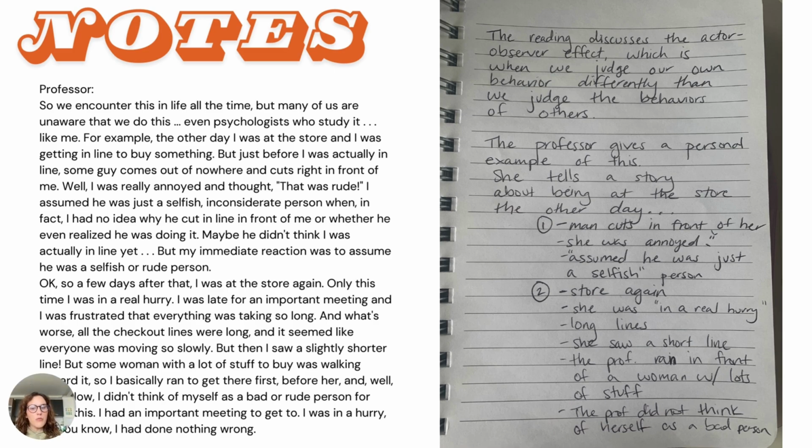And point number 2, part 2 of her story, is that she goes through the store again, but this time she's in a hurry and she cuts in front of somebody. She races ahead so that she can get in line before another person. And she doesn't think of herself as a selfish person, as she had done the other day with the other person who had cut in front of her. So all of this illustrates the actor-observer effect.